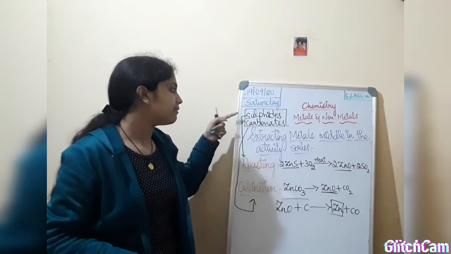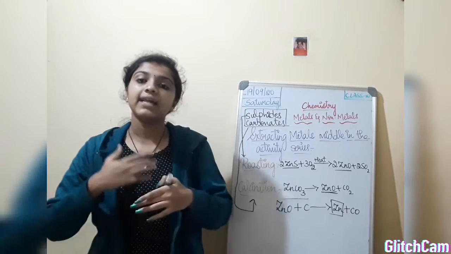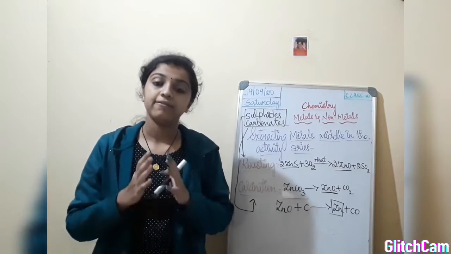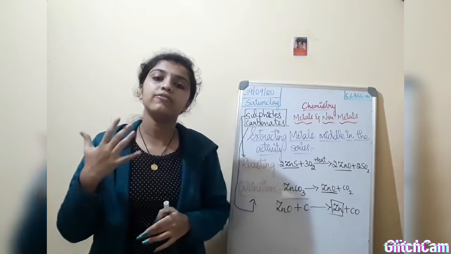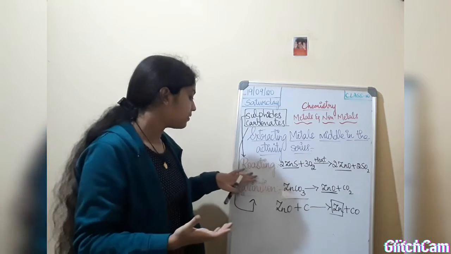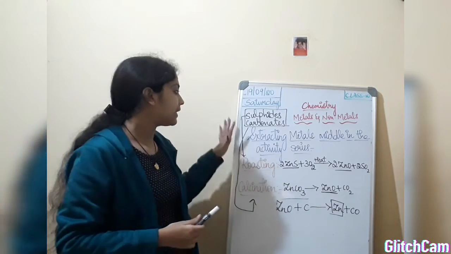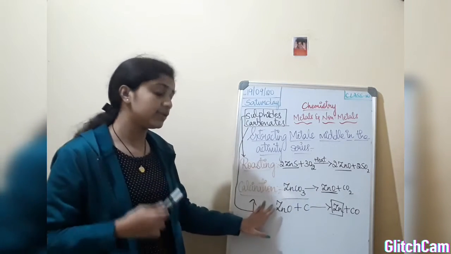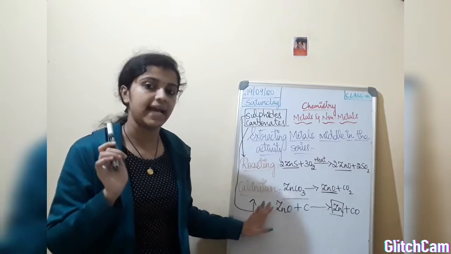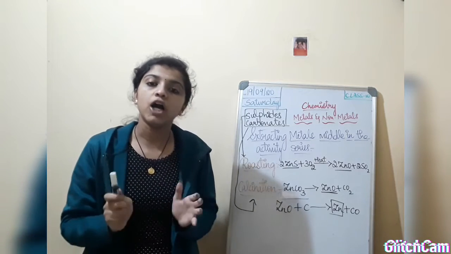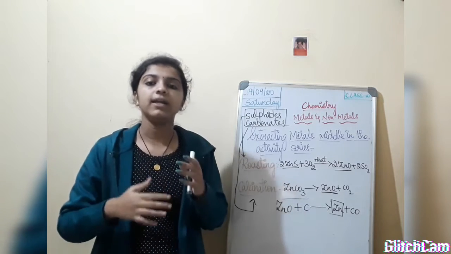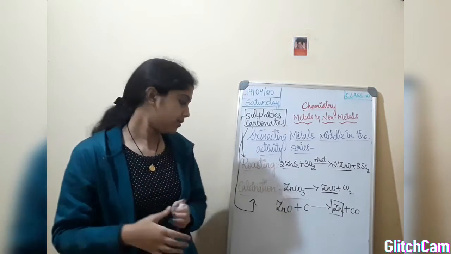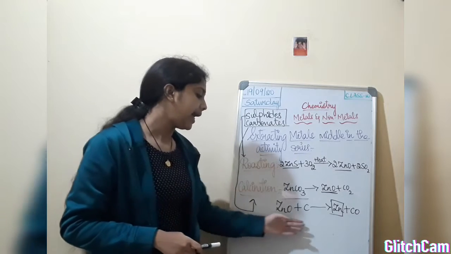Sulfides and carbonates. Sulfides are converted into oxides in the presence of air with a lot of heat produced. That process is known as roasting. Carbonates are converted into their oxides by a process known as calcination, where a strong amount of heat is produced but with a limited amount of air or in the absence of air. So roasting, calcination and then reduction.